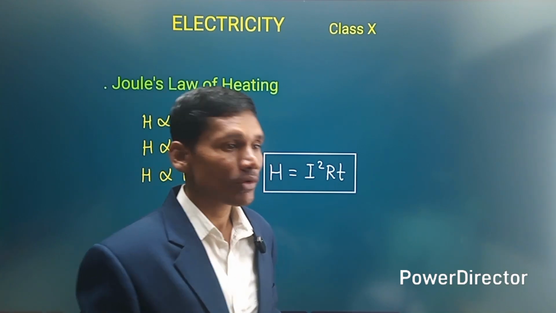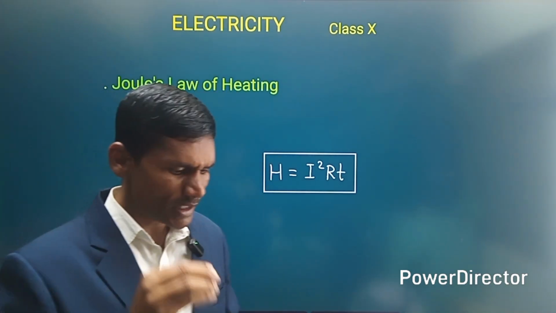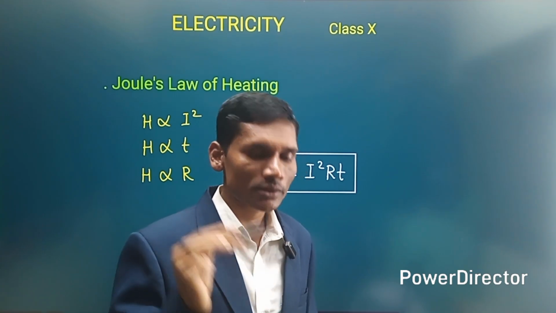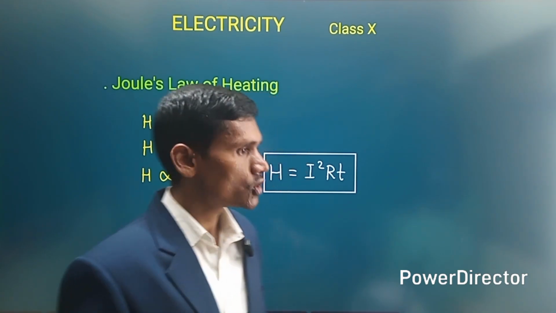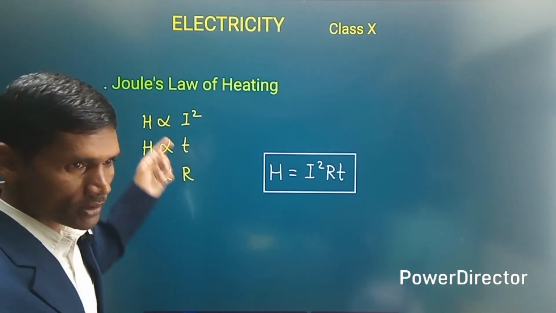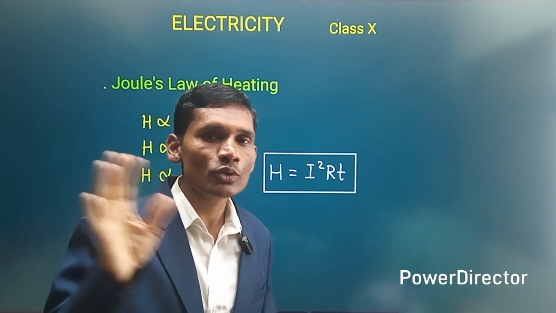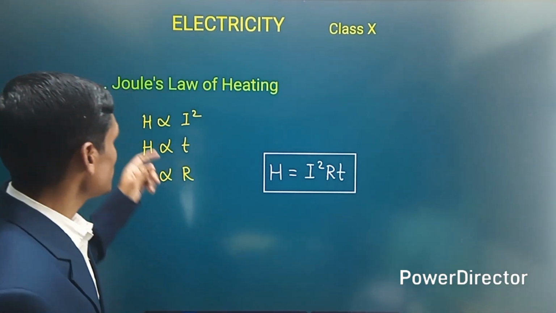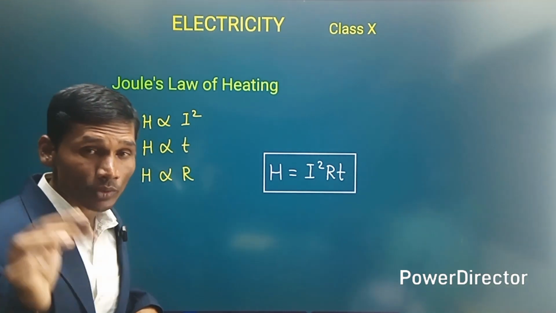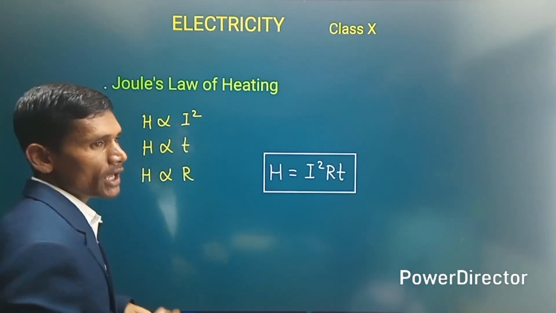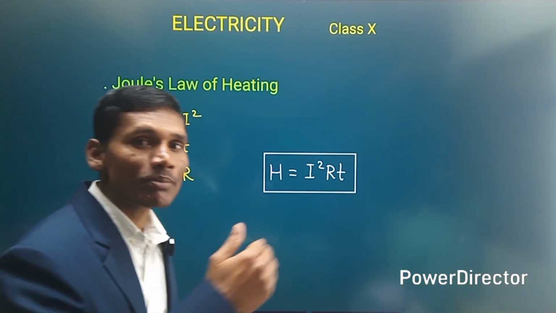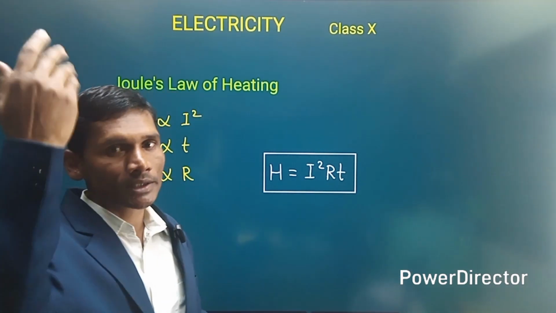Here we are purely taking a resistor to define Joule's law of heating. If you take a resistor and define it, the resistor gets heated up using electrical energy. The heat produced in a resistor is directly proportional to the square of the current passing through it. And it is directly proportional to the time for which the electric current is passed. How long you pass current, that much it gets heated up.